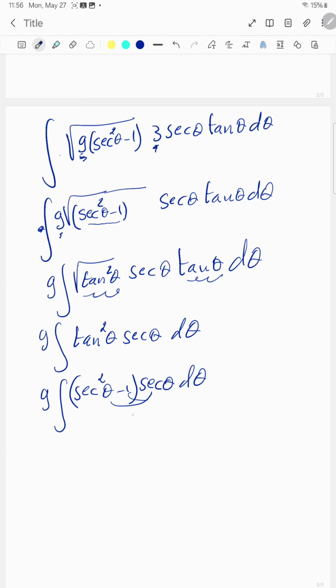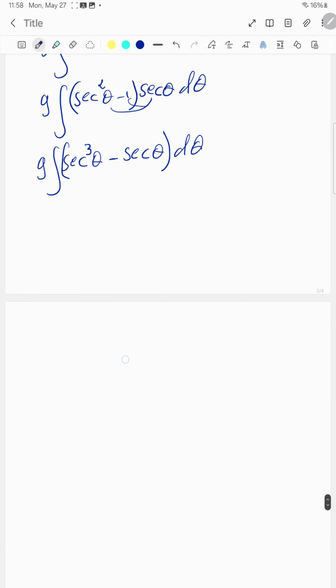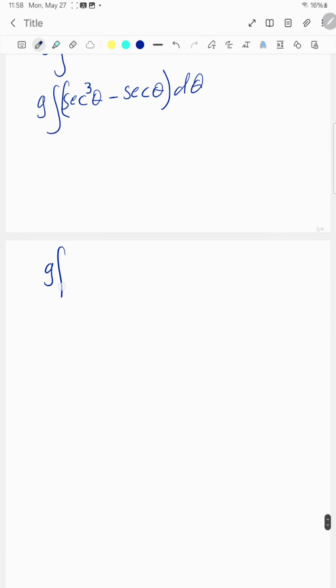And let's multiply sec of theta by everything in the parentheses. So it becomes 9 integral of sec to the power of 3 theta minus sec of theta d theta. Here I have to put the parentheses. And now I can divide it into two integrals. The two integrals become 9 integral of sec to the power of 3 theta d theta minus 9 integral of sec of theta d theta.